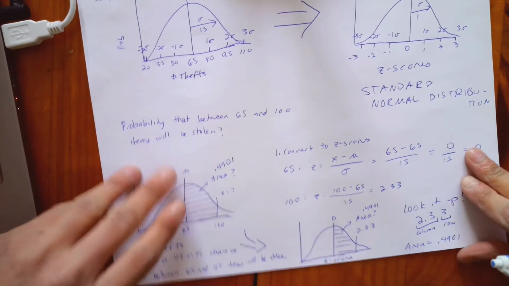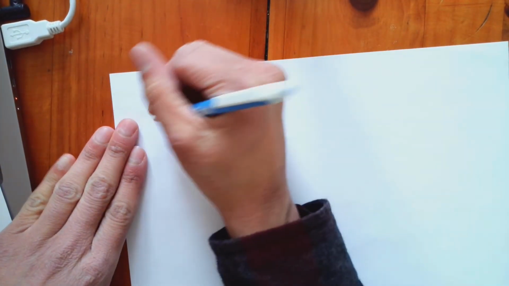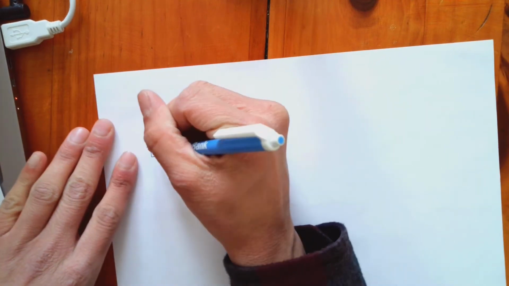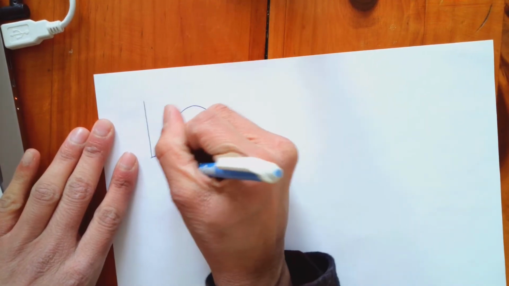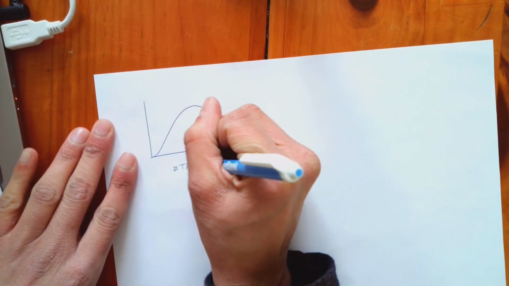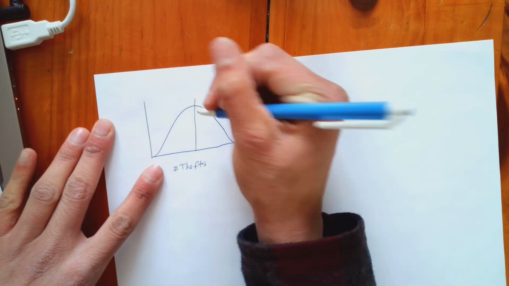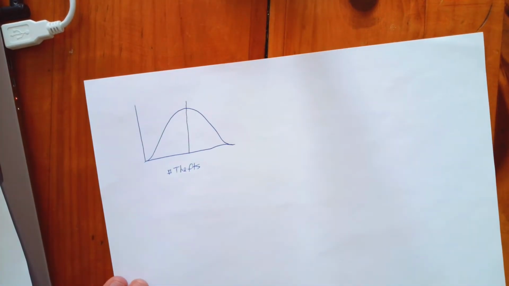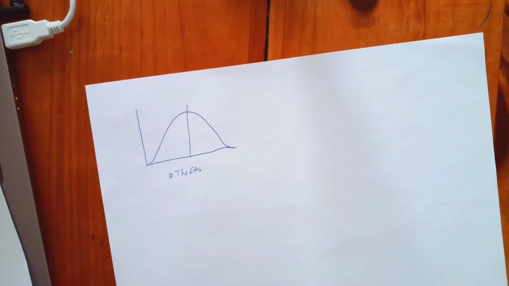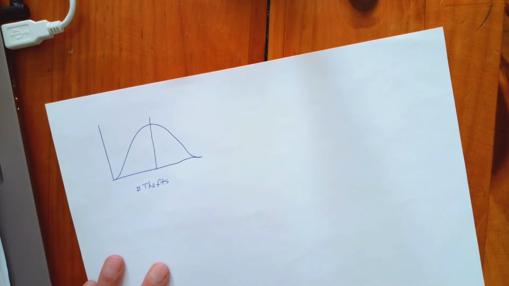So let's say, for instance, that you want to find the probability that between 60 and 75 items will be stolen. So I'm going to draw out our main probability distribution here again, where we're looking at number of thefts. And we want to know the probability that between 60 and 75 items will be stolen.